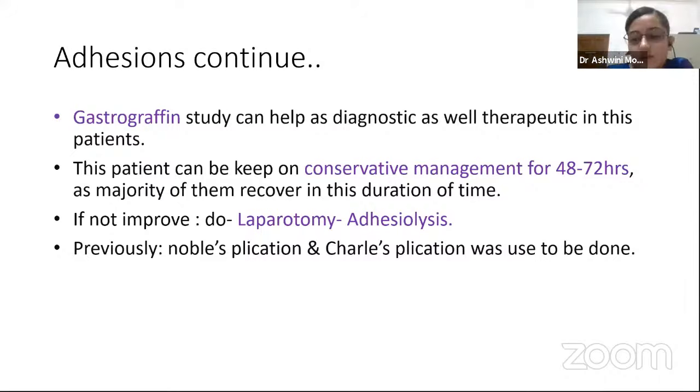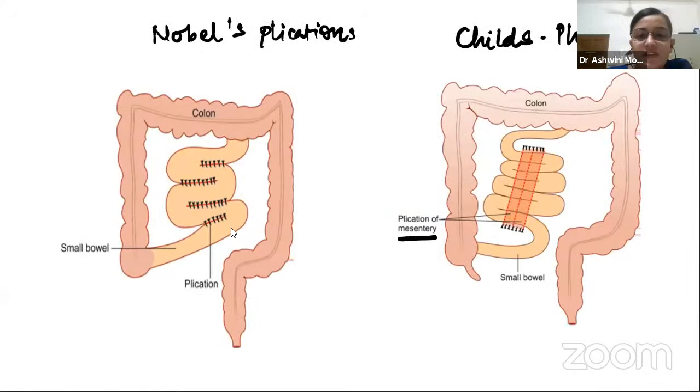And Noble's plication to prevent adhesions post-surgery. In Noble's plication, we plicate the small bowel to prevent adhesions at a later stage. And in Child-Phillips, we plicate the mesentery. So this is to prevent post-surgery secondary adhesions.